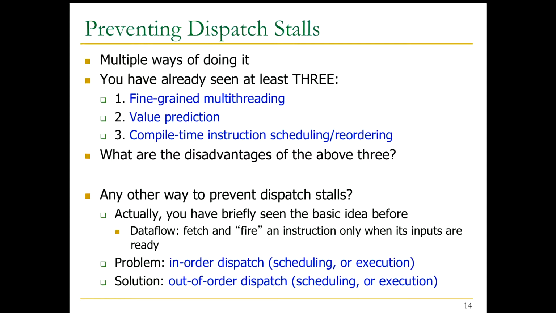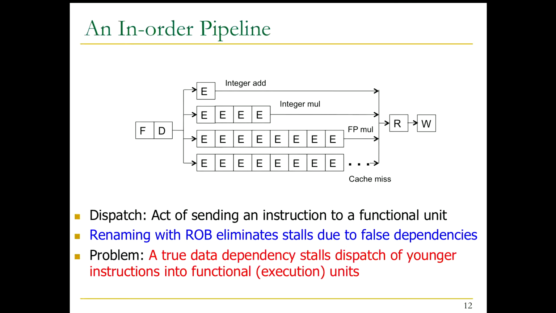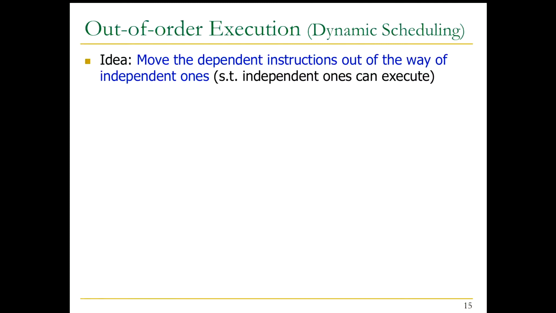And first, to be able to do this, you really need to create space for these instructions. At the decode stage, you cannot have a single pipeline register, if you will. So basically, you need to move these instructions somewhere. Move the dependent instructions out of the way of the independent ones, such that independent ones can execute. That's the idea. Dependent ones go somewhere and wait until their inputs are ready, and independent ones can hopefully execute. Now, the machinery I'm going to describe will put both independent and dependent instructions in the same place, just for simplicity purposes. And you're going to see how it works.